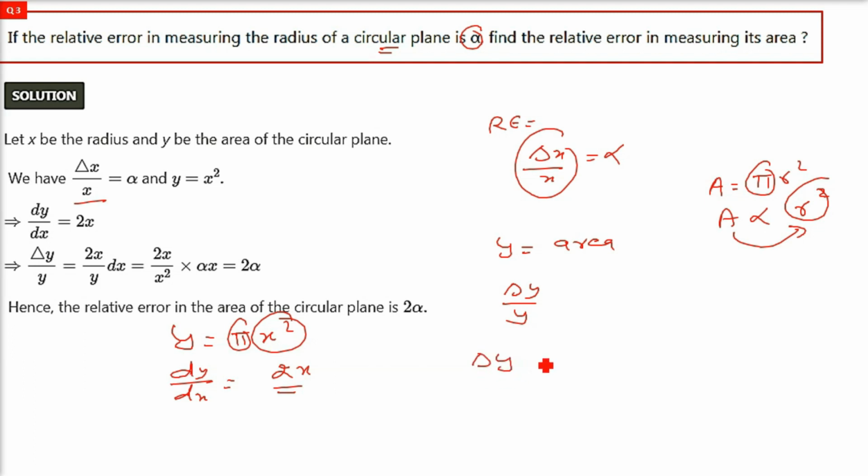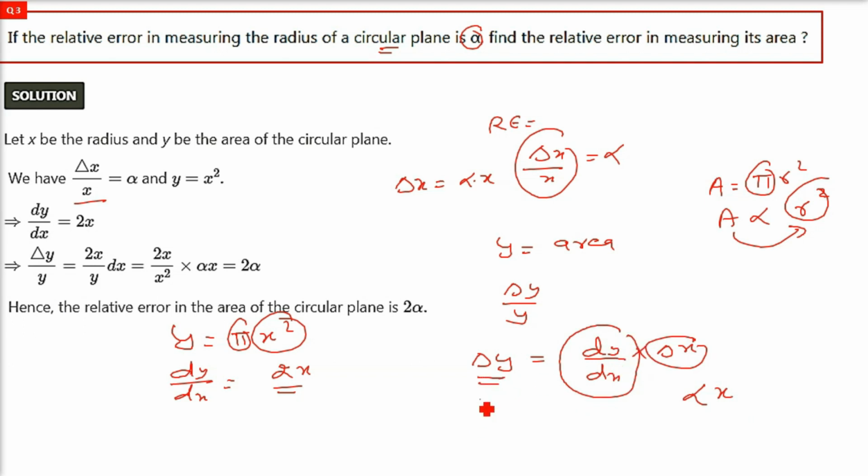So delta y is dy by dx into delta x. Here, delta x by x is already given as alpha. So delta x will be alpha into x. You can replace delta x by this. So I am writing alpha x here. dy by dx is what? Since we have already differentiated it, you can write it as 2 pi x.